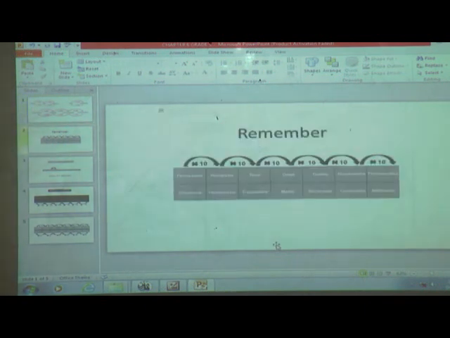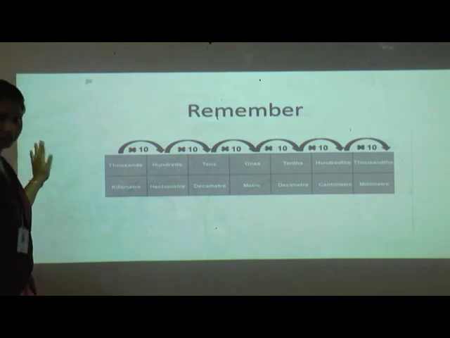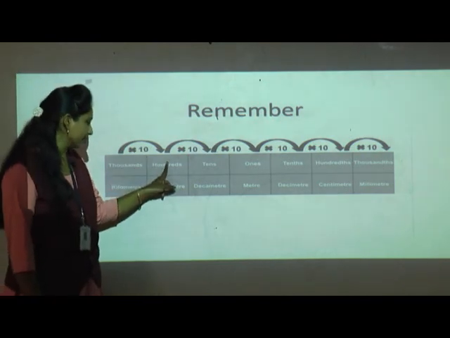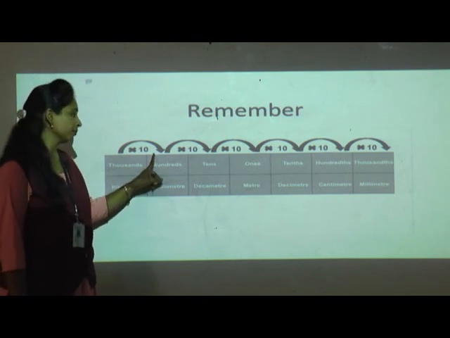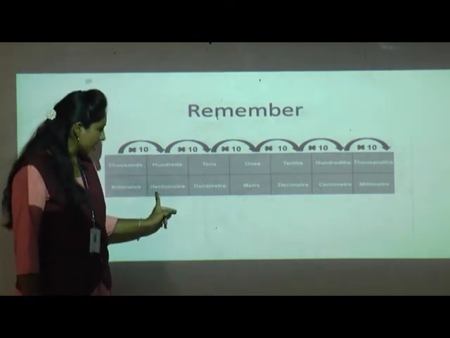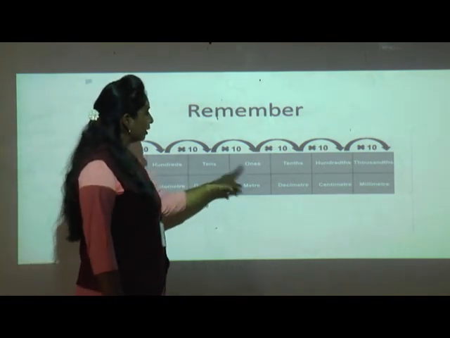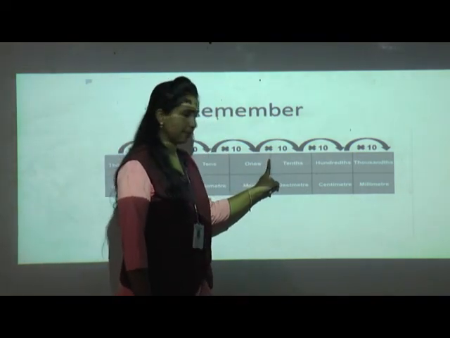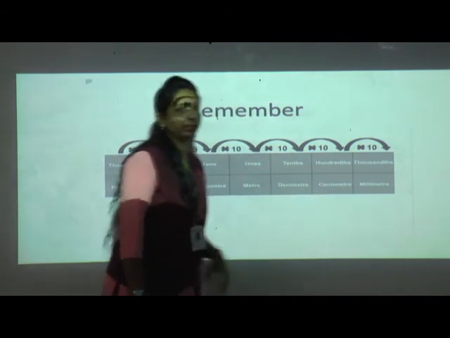Okay. Now see the next. Now you have to remember this. Just now we have studied. When it goes from higher to lower, you have to multiply. Thousands to hundreds, like kilometer to hectometer, what will you do? Multiply by 10. And hundreds to tens, means hectometer to decameter, again multiply by 10. And decameter to meter, again multiply by 10. Meter to decimeter, multiply by 10. Decimeter to centimeter, multiply by 10. Centimeter to millimeter, multiply by 10.